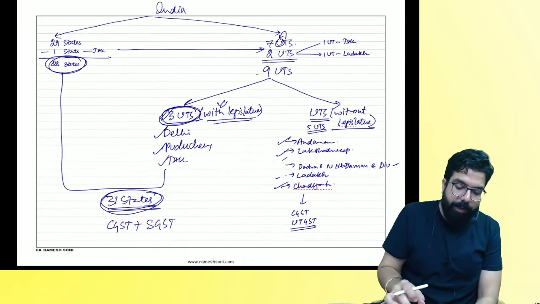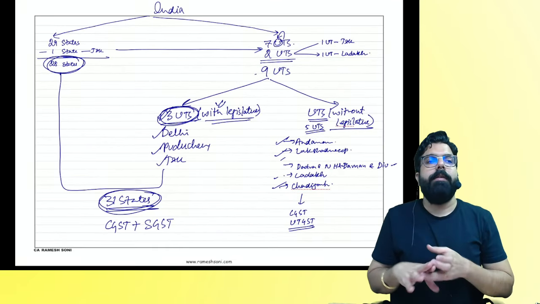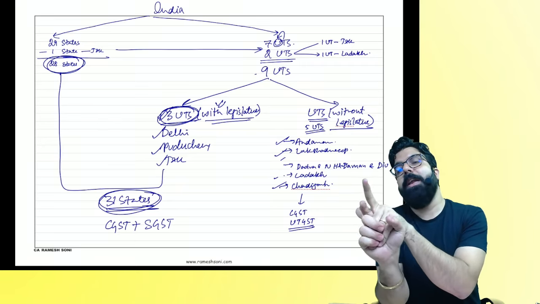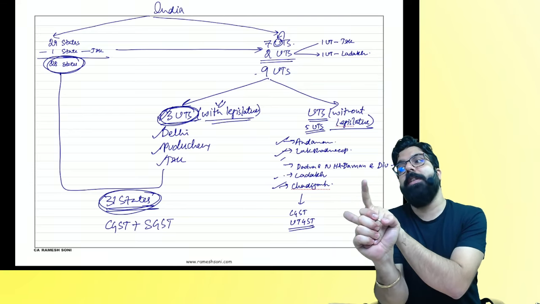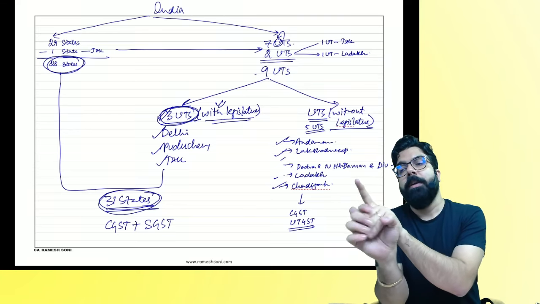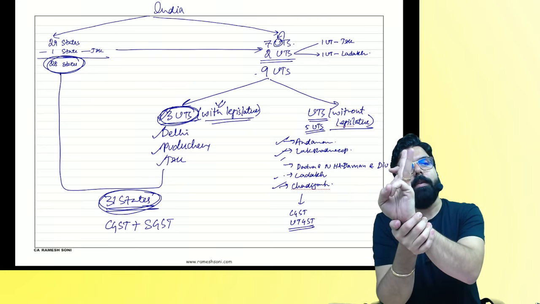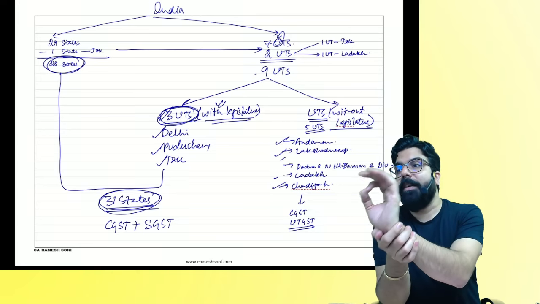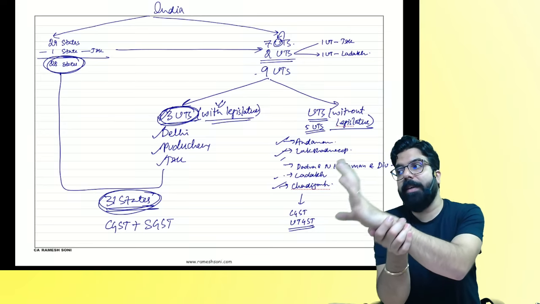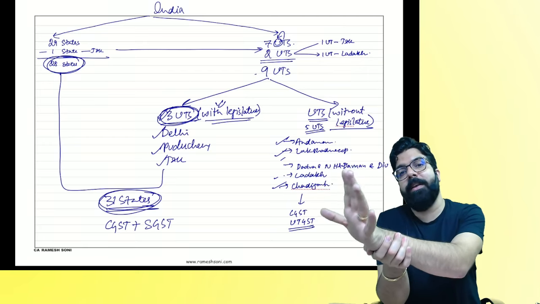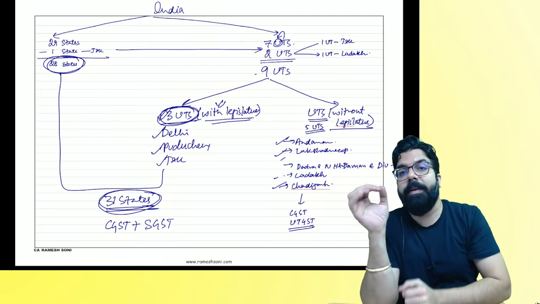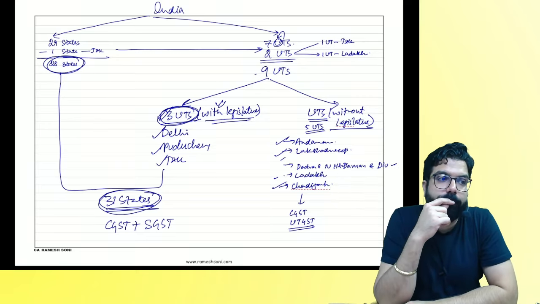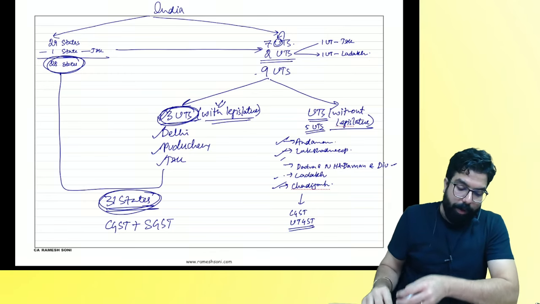Now, listen to me very carefully. Can you tell me how many states we have? 31. How many UTs with legislature are there? Three. Which are the 3? Delhi, Puducherry and Jammu, and these are considered as state. And what will we charge always within that state whenever a transaction is happening? CGST and SGST. Different state? IGST. Okay.